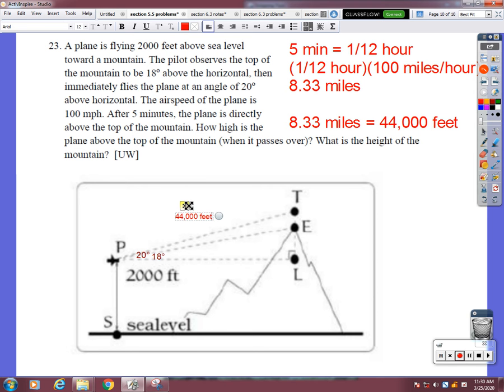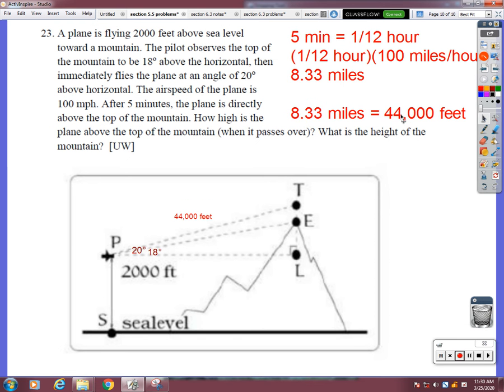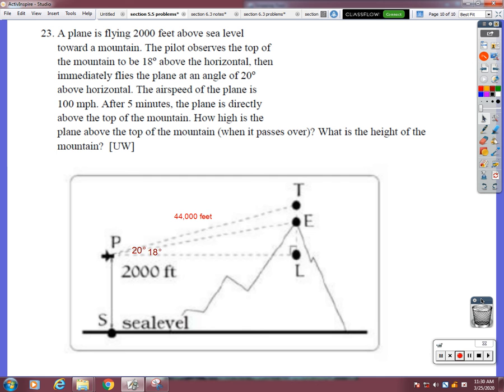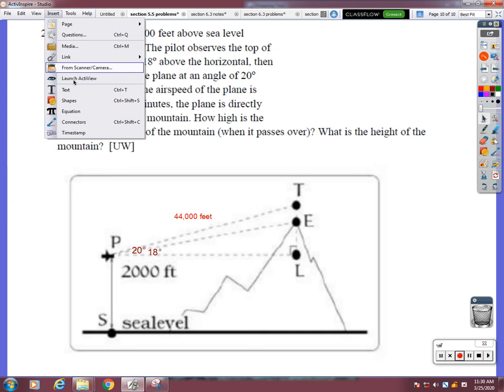Okay, alright. If you need this again, you can go back and grab it. I'm going to use that as workspace, so I'm going to delete that. Okay, so now since I know that this is 44,000 feet, and I know that this angle, the whole thing, is 20, I'm going to use this big triangle to figure out what the distance between T and L is.